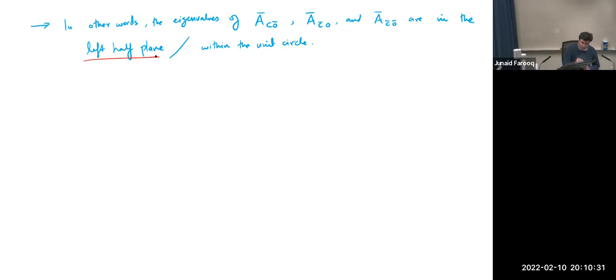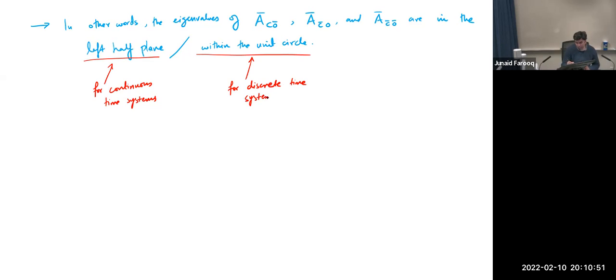So this piece only when for continuous time systems, and this for the discrete time systems. All right, so any questions from today's lecture or anything else?